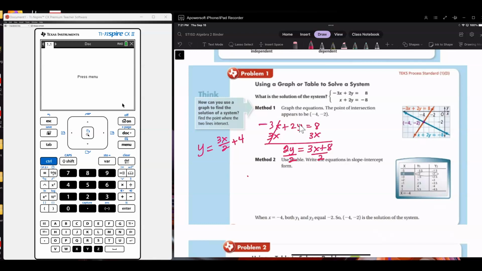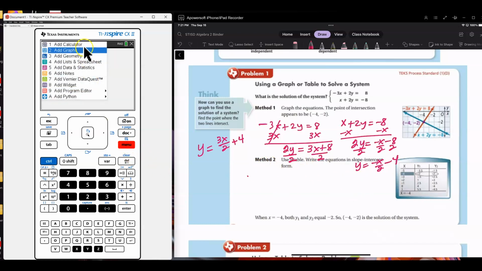That's our first equation. The second equation, we have x plus 2y equals negative 8. We're going to solve for y, so we're going to subtract x from both sides. So we have 2y equals negative x minus 8, and then divide by 2. So y equals negative x over 2 minus 4.